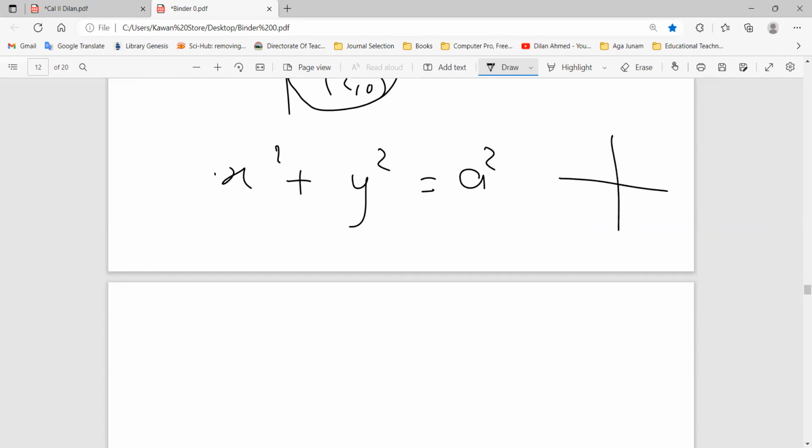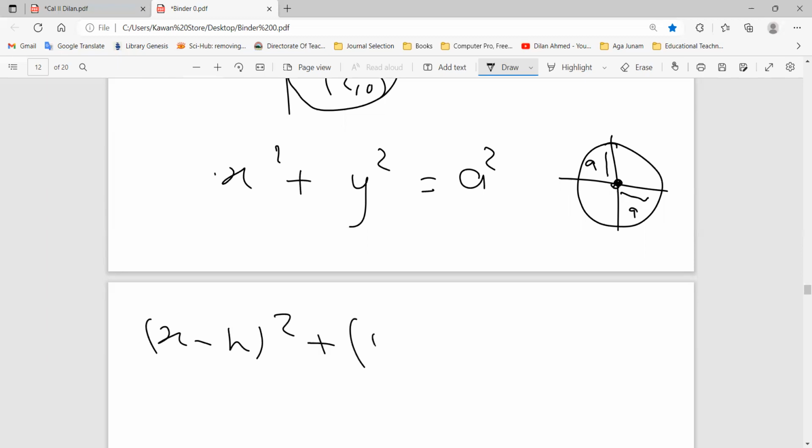So here is A, right? And here will be what? A. Where's the center? 0, 0. So this is a special case of the equation of a circle. That one is the general case.